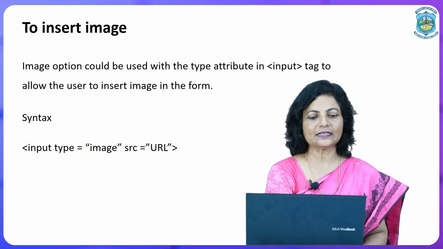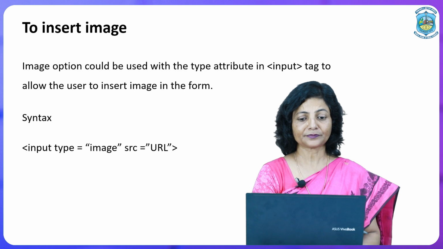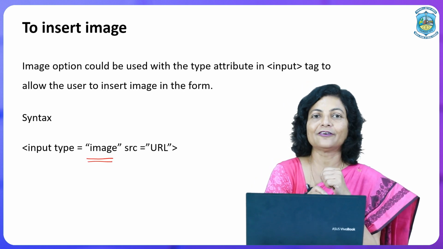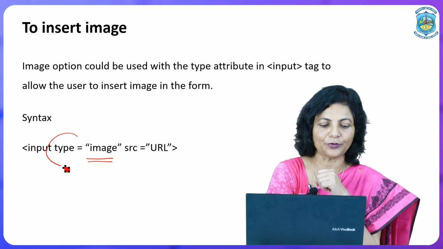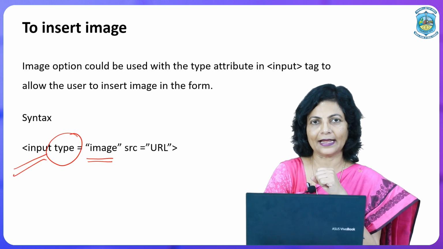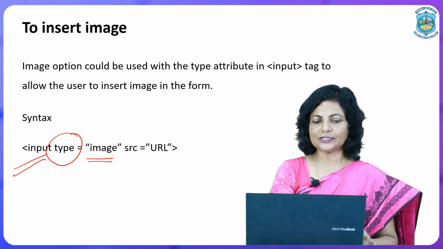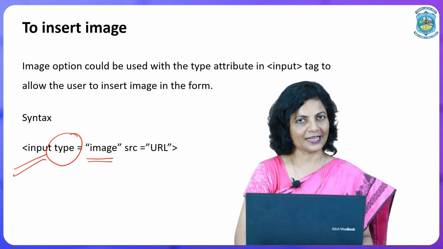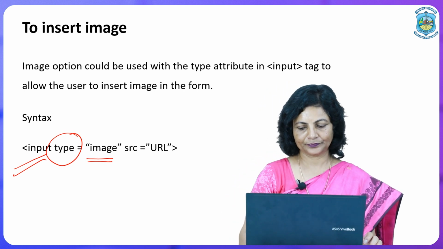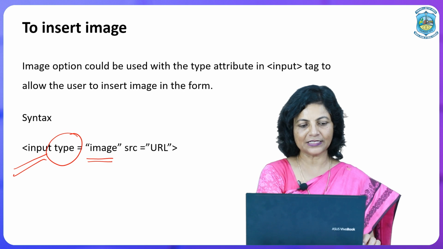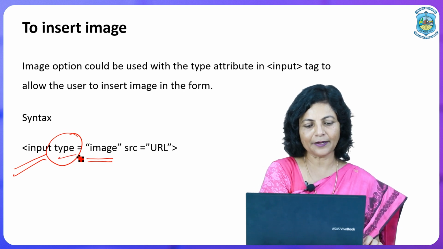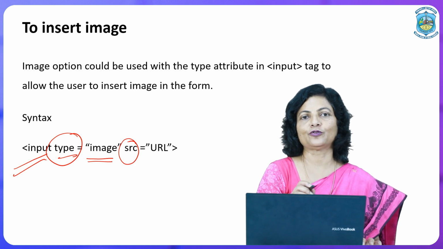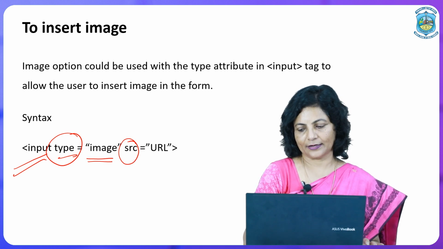Next is to insert an image. Now, image is a value that is used with the type attribute in the input tag. This option is used to allow the user to upload images in the form. So, as you can see, there are two attributes, type and src. src stands for source, where you have to give the URL.